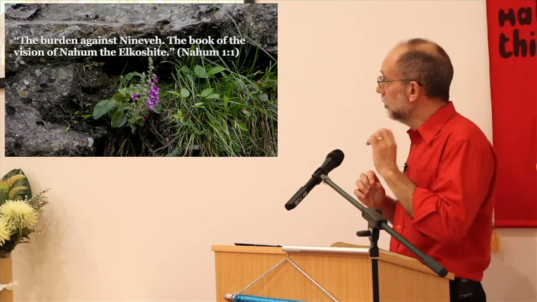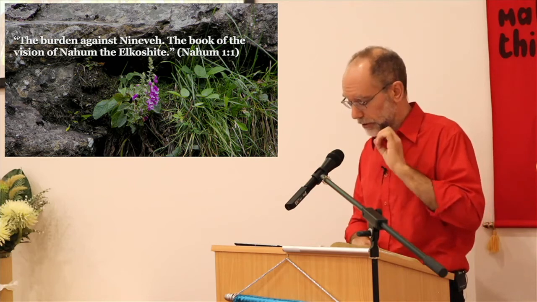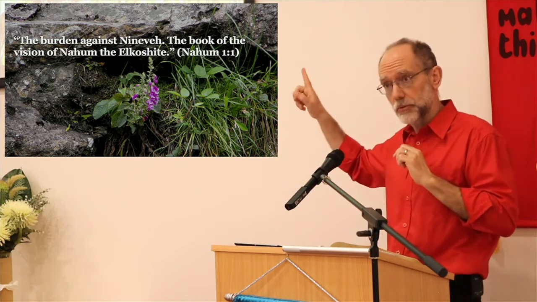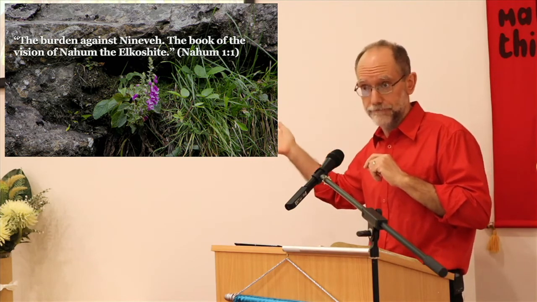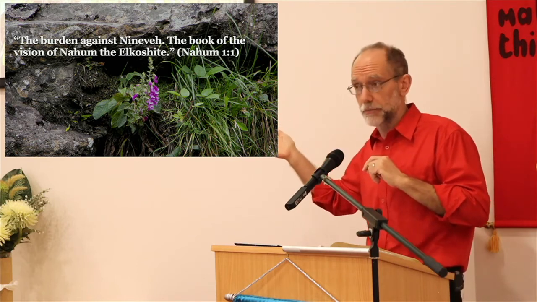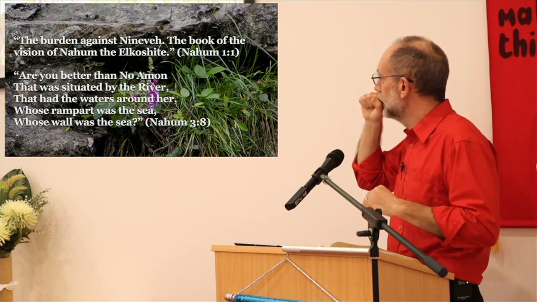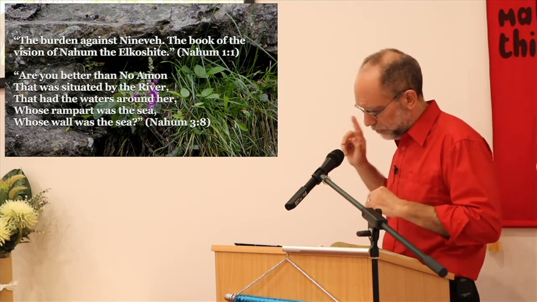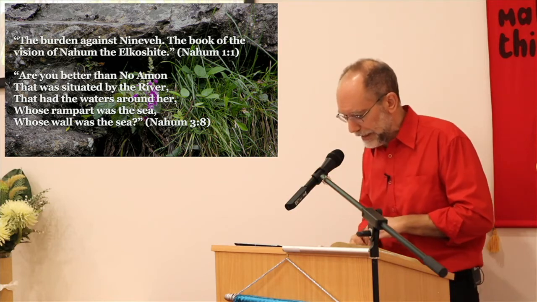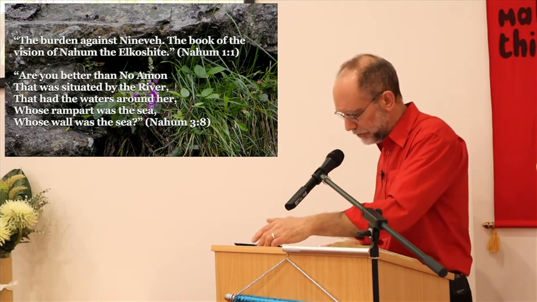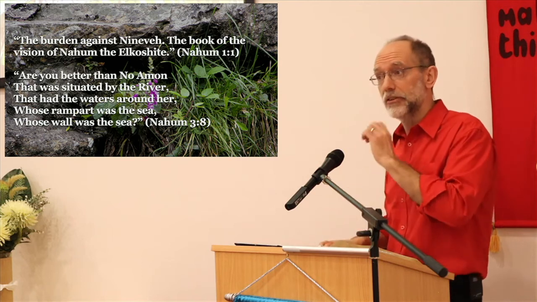And we date it quite accurately because of what Nahum writes. So this verse tells us that he's writing prior to the fall of Nineveh, which was in 612 BC. But there's another verse later on in chapter 3 where we read this: "Are you better than No Amon, that is situated by the river, that had the waters around her, whose rampart was the sea, whose wall was the sea?" And No Amon is Thebes.